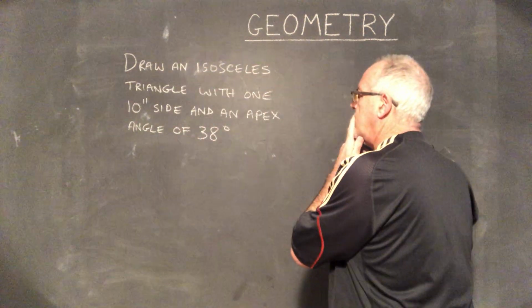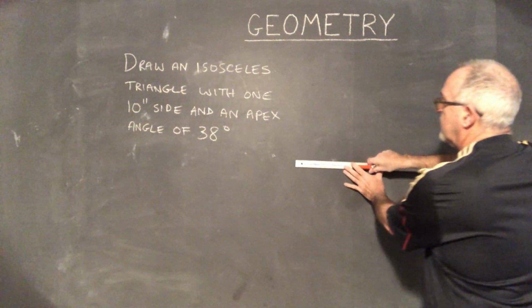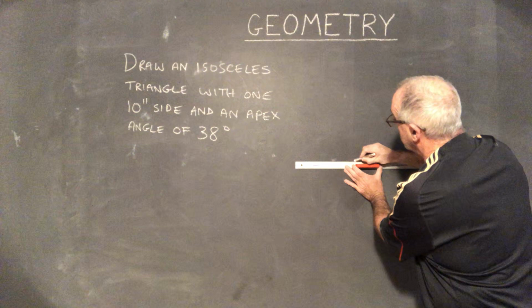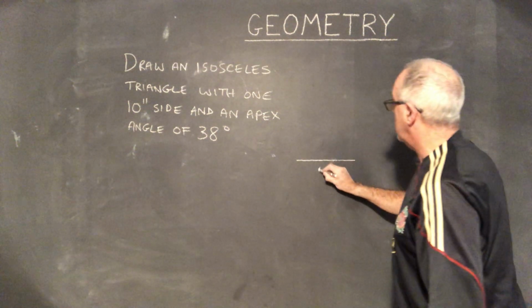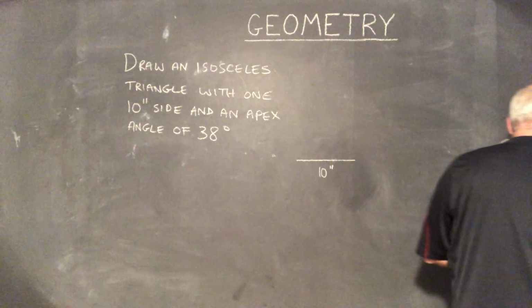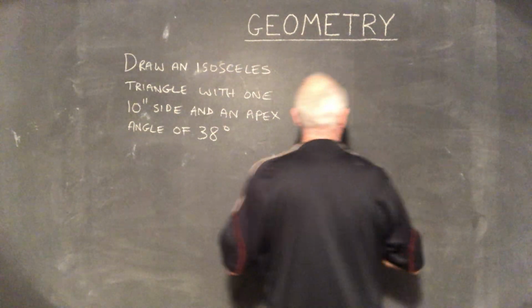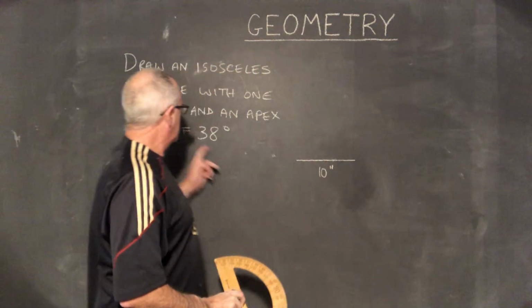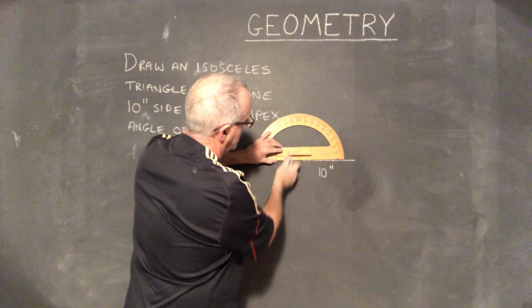How am I going to do this? I'm going to start by drawing a 10-inch side. This is usually the starting point with most of my triangles. There, that's 10 inches. Okay, now I can draw a 38-degree angle, because I need one, and I could do it on either side. So this is one thing that I could try doing, right?